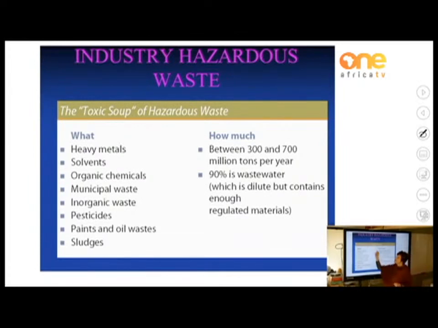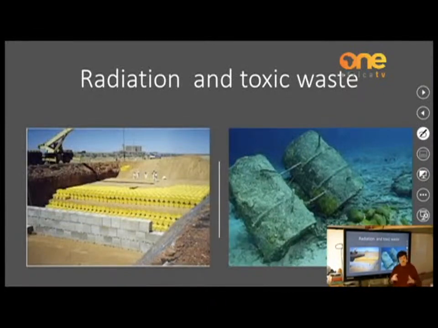If we look at the toxic soup of hazardous waste: heavy metals, solvents, organic chemicals, municipal waste, inorganic waste, pesticides, paints and oil waste that we just rinse under our taps, sludges. About 300 to 700 million tons per year. Where must it be changed and getting disposed of? 90% is wastewater, which is diluted, but it contains enough material. Lots of waste produced.